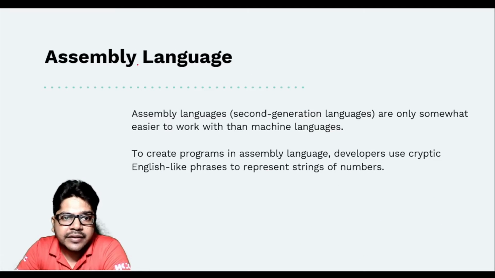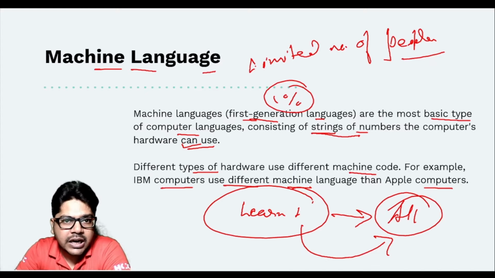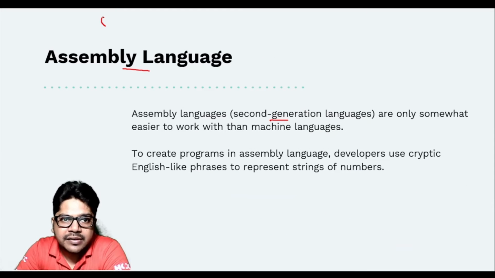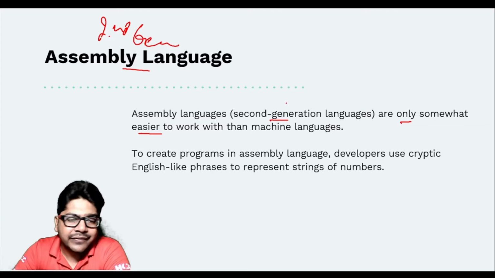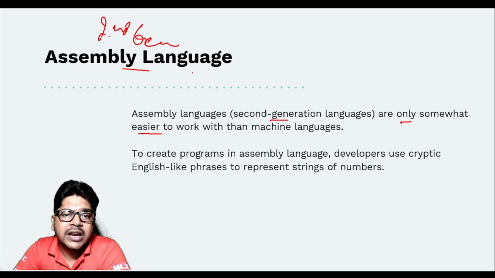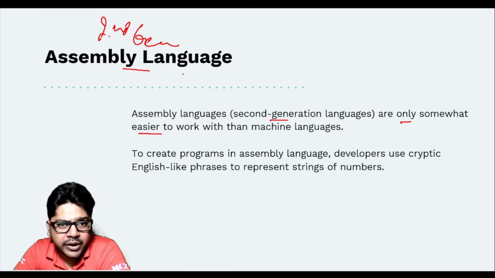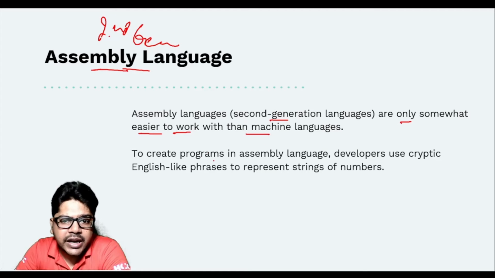Now the next thing is assembly language. Assembly language is the second generation language. Machine language, which we saw, was the first generation. Assembly languages are only somewhat easier to work with. Machine language is very difficult to work with, but they wanted a wider group of people to use programming and do coding. So they came up with assembly language, which was somewhat easier to work with as compared to machine language. To create programs in assembly language, developers use cryptic English-like phrases to represent strings of numbers.